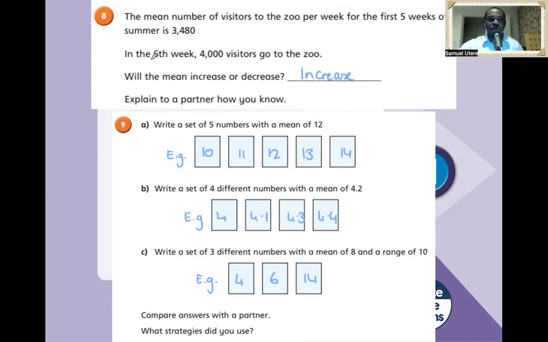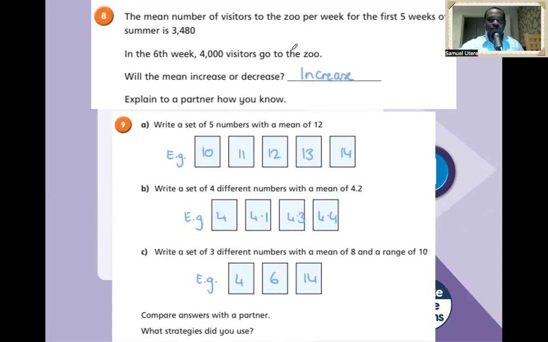Of course, it will increase because you can see that here it says the mean number of visitors to the zoo per week for the first 5 weeks of summer is that. So just this number itself for the 6th week would cause a significant increase in the total, which you're going to divide by 6. So it's going to increase.